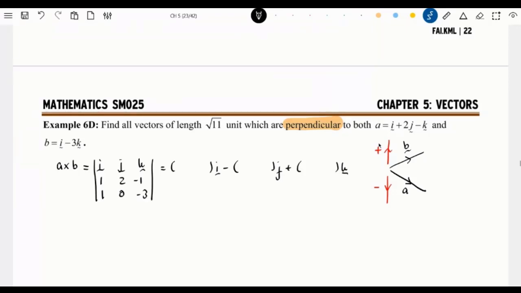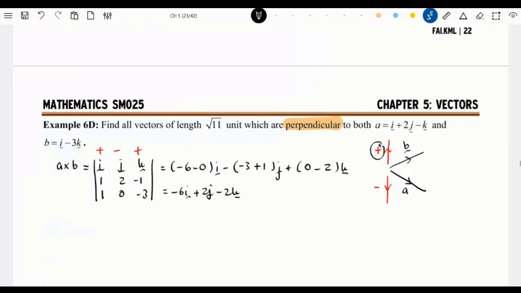Negative 6, negative 6 minus 0, 0. Okay, J: negative 3 plus 1. Okay, K: 0 minus 2. Alright, so we're going to have negative 6i, minus, since this one is negative, so we have plus 2j and then minus 2k. Okay, so this is for the positive one. But it can be another one which is negative as well.